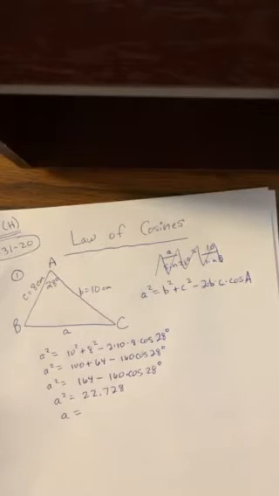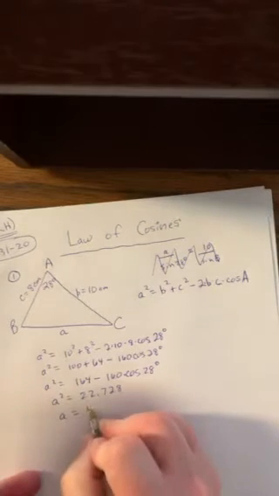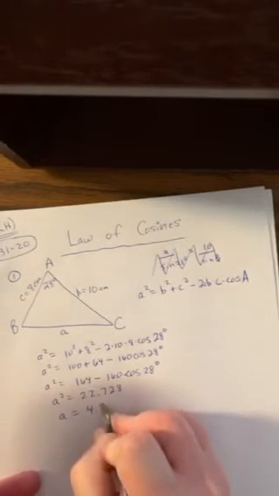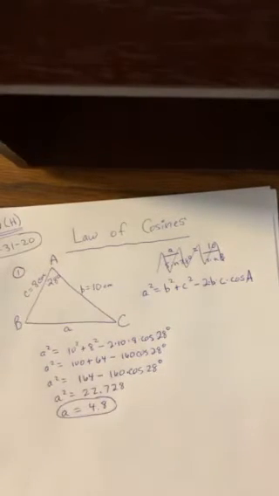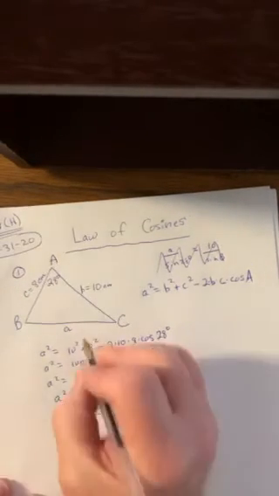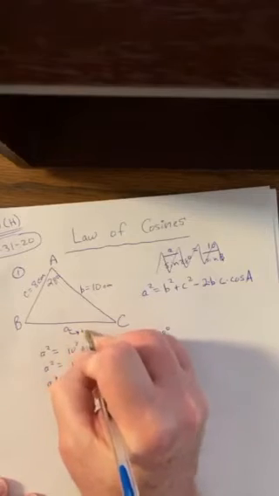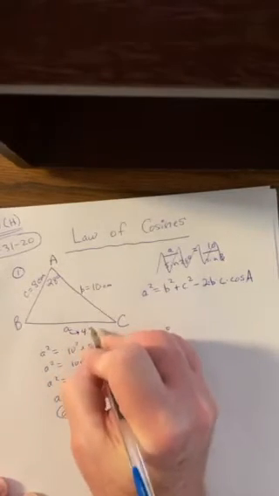I've got 4.767, so that'd be about 4.8. And we've got our missing side a at 4.8. Now, that is how big my only missing side was.